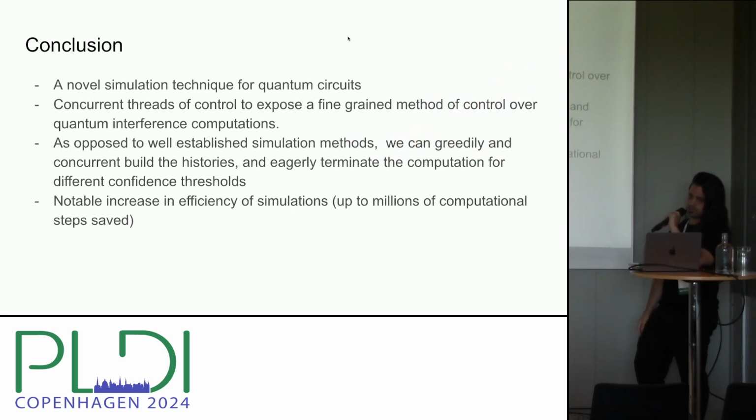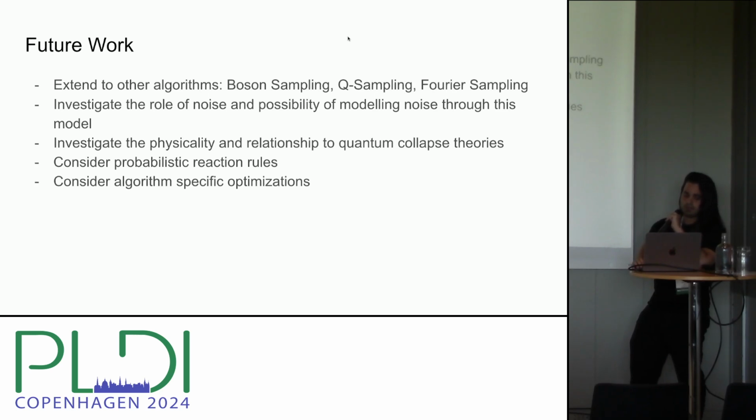So in conclusion, we're presenting a novel technique for simulating quantum circuits that uses concurrent trains of control to expose fine-grained control over the interference computations. As opposed to well-established simulation methods like Feynman's sum-over-paths integral method, we can greedily and concurrently build up these histories and eagerly terminate when we feel confident enough that our results will be fine. And we noted a good increase in efficiency of these simulations, again, up to millions of computational steps saved by sacrificing very little accuracy.